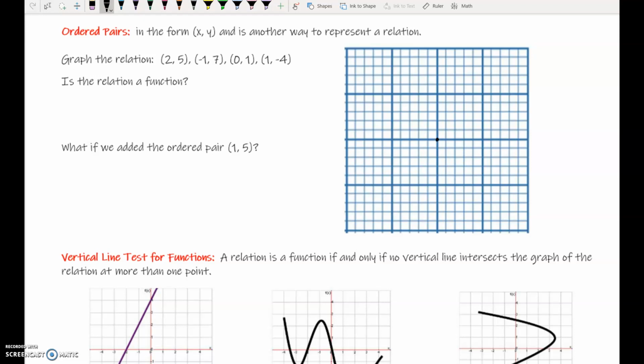Let's graph 2, 5. 2, 5. Remember, in an ordered pair, you always graph side to side first, then up and down. -1, 7. 0, 1. And 1, -4.